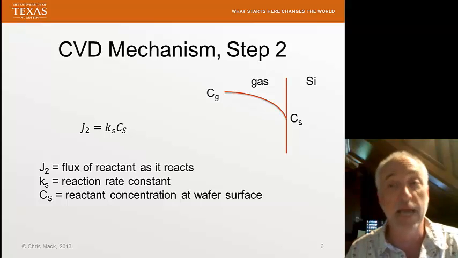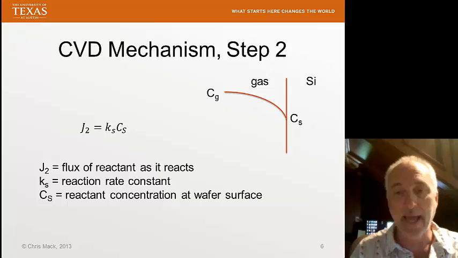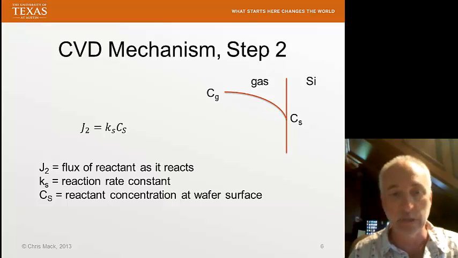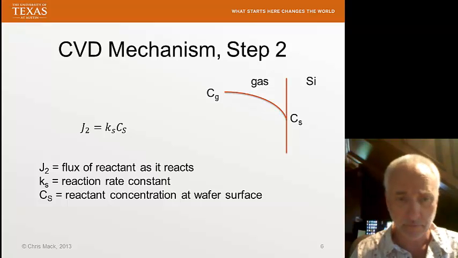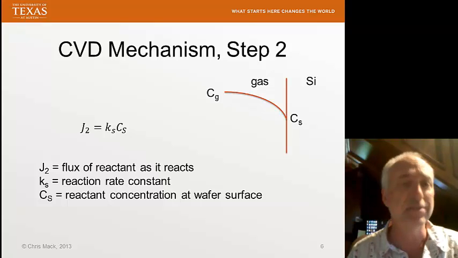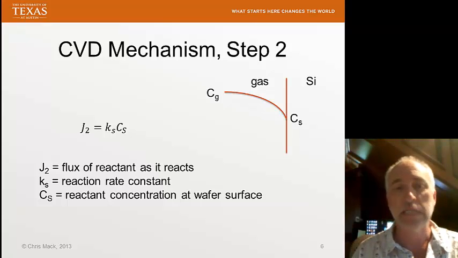It's simply a reaction. The reactant has a certain concentration at the surface, and then we get a reaction and a flux of reactants that is proportional to that surface concentration. So we're assuming a very simple first order mechanism. Maybe it's a dissociation of a molecule, for example. And we have a rate constant k sub S.